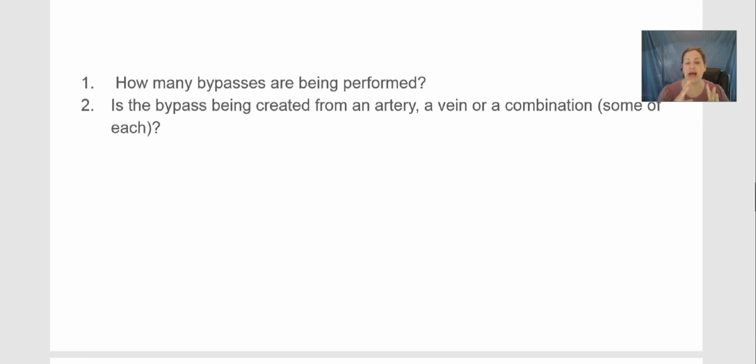So we have to ask ourselves, how many bypasses are being performed? In the heart, how many blockages are we creating a detour around? That's question number one. Question number two is, when we do that bypass, are we using an artery or a vein? Or you could do a combination. Let's say I'm having a double bypass. One's going to be an artery, one's a vein. They could both be arteries, both be veins, or be one of each. If we're doing a quadruple bypass, what is my breakdown between arteries and veins? All of this comes into play in your code selection.